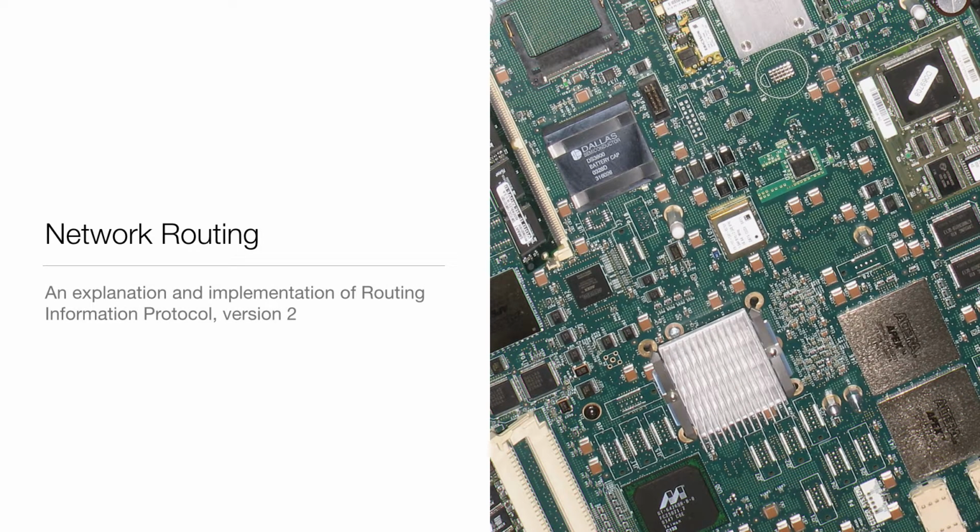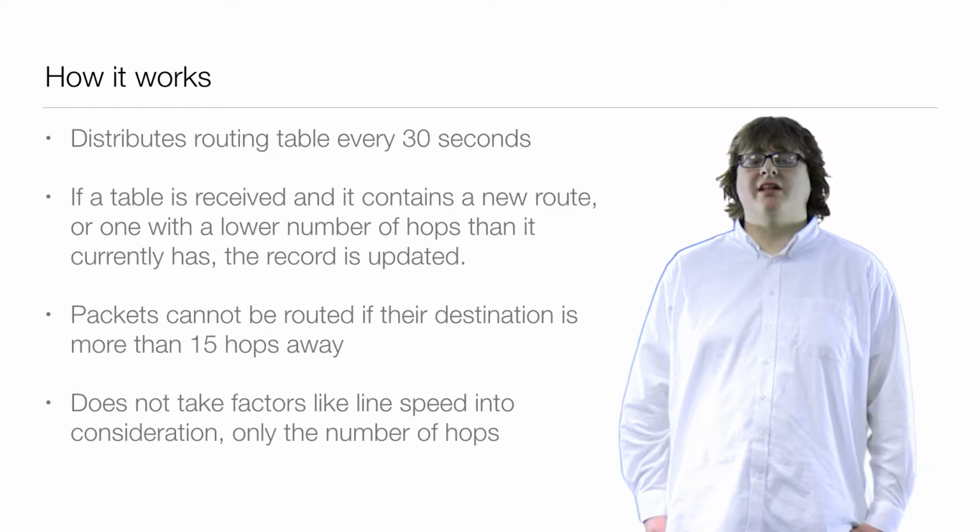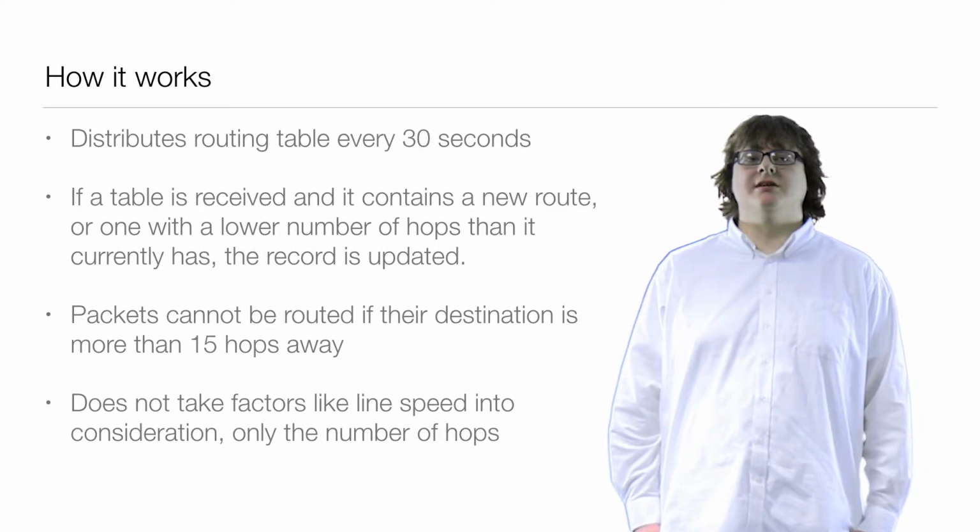Hello, this is the second in a series of podcasts on network routing. This episode's about RIP version 2. The original RIP protocol didn't support VLSM, and so version 2 was created to replace it.